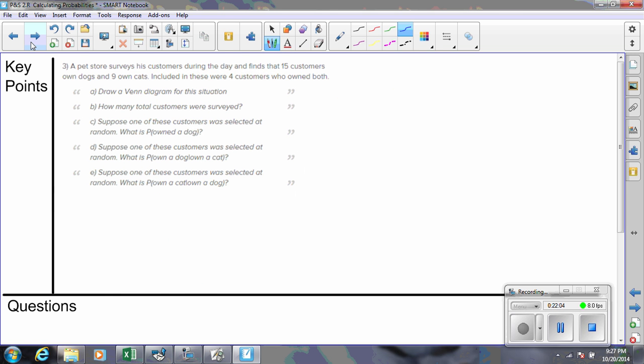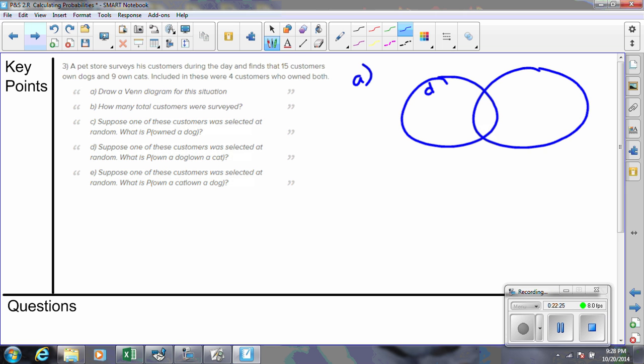Question 3. A pet store owner surveys his customers during the day, and he finds that 15 own dogs, 9 own cats, and included there were 4 customers that owned both. Part A, draw a Venn diagram. Okay, so the Venn diagram is going to overlap. We have dogs, we have cats.